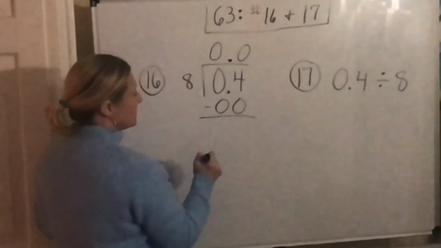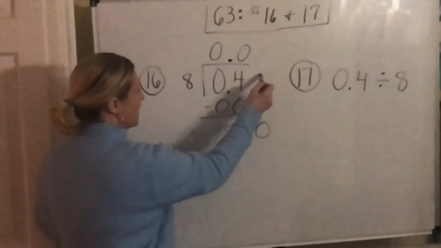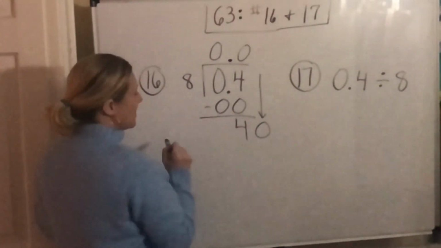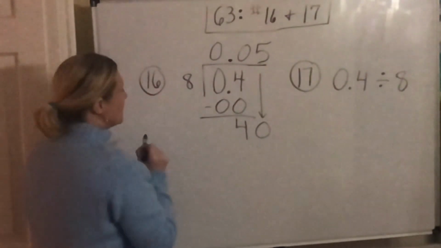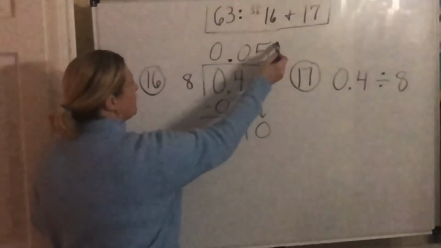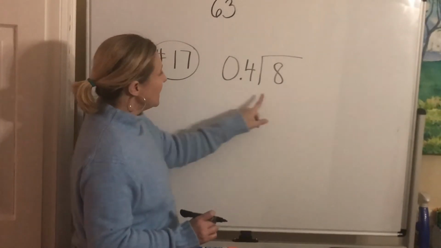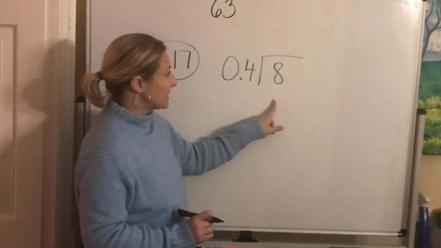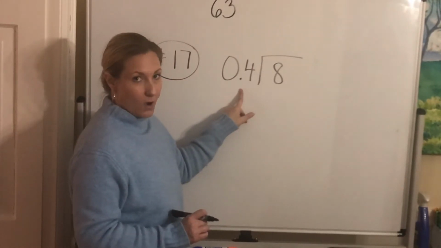0 times 8 is 0. Subtract. Bring down an invisible 0. How many times does 8 go into 40? 5 times. So the answer to number 16 is 0.05. Now look at number 17. It's exactly the opposite of number 16. This is 8 divided by 0.4.